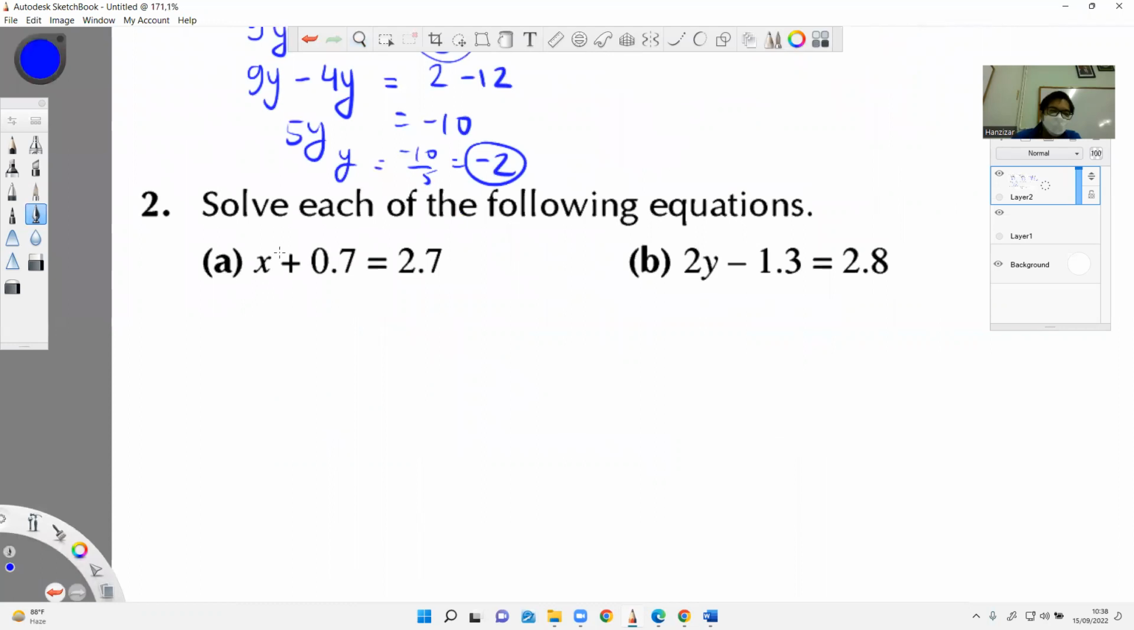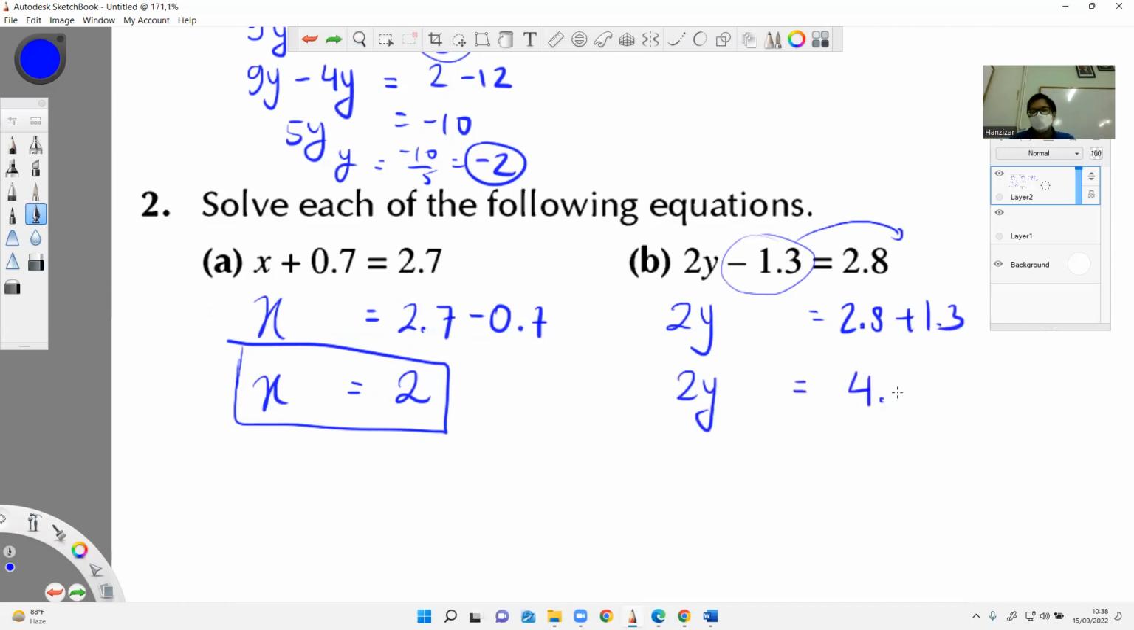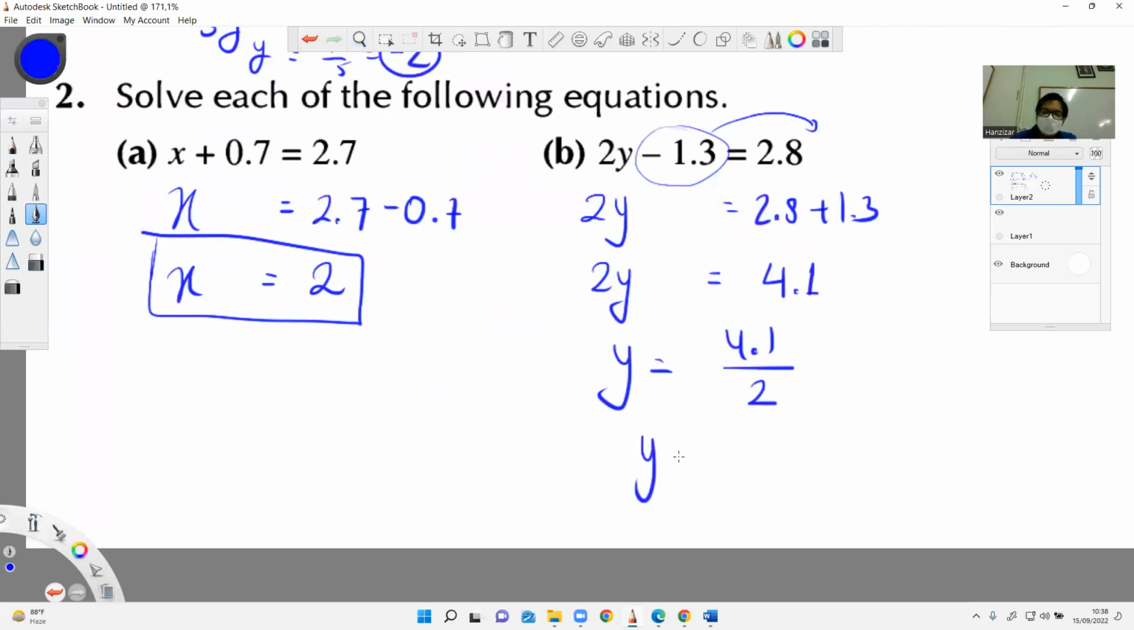Let's solve 2a. Oh, we deal with the decimal. No problem, guys. It's not a big deal at all. You move the 0.7 to the right side. Equals 2. That's it. That easy. Yeah. So how about this? 2y equals 2.8. What to do with negative 1.3? That's 1.3. 4.1. What is the y then? Yeah, you divide by 2. You may use your calculator. You will get 2.05. That's it.